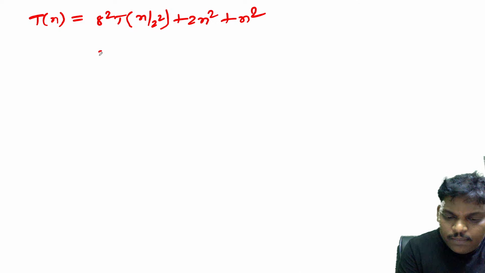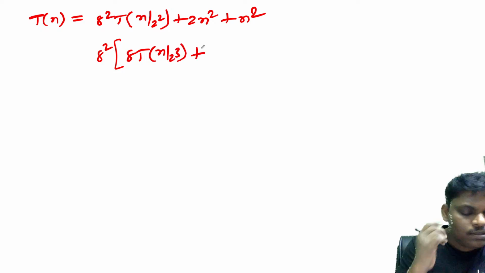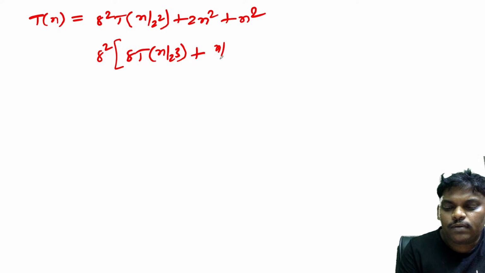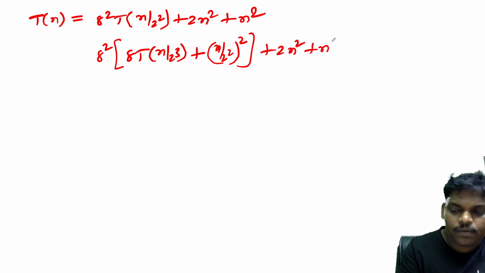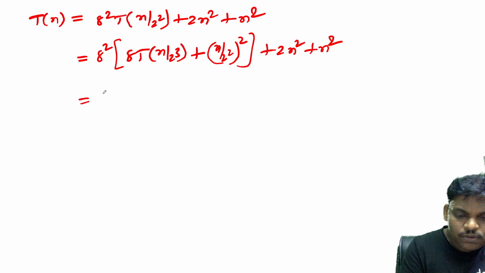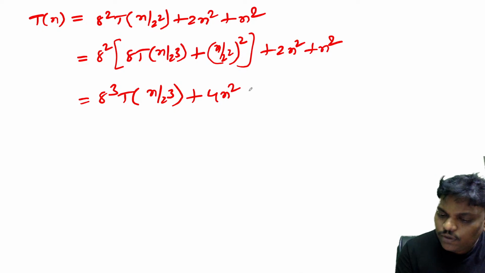Let's do one more time. It became 8 square times 8T(n/2 cube) plus (n/4) whole square, plus outside 2n square plus n square, which goes to 8 cube T(n/8) plus 8 square into n square by 4 square. So 8 square into n square by 4 square means 64 by 16, which is 4. Do calculations properly.